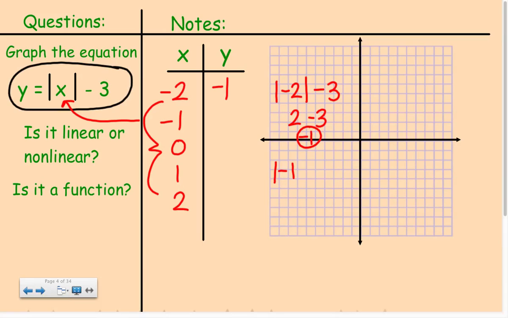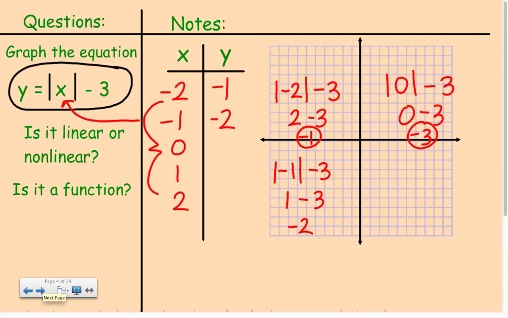Absolute value of -1 minus 3 would be 1 minus 3, which is -2. Absolute value of 0 minus 3. 0 minus 3 is -3. Absolute value of 1 is 1. 1 minus 3 is -2. Absolute value of 2 is 2. 2 minus 3 is -1. There are my 5 coordinate points.